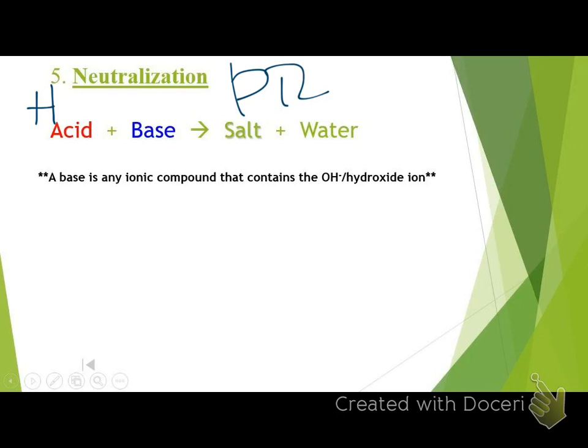Now, I need to teach you about bases, and bases are anything that contains the hydroxide ion at the end. So now, instead of the beginning, I'm looking for the OH at the end. Examples: aluminum hydroxide, potassium hydroxide, sodium hydroxide, magnesium hydroxide, calcium hydroxide. What do they all have in common? Hydroxide. So they're a base. Y'all following that?